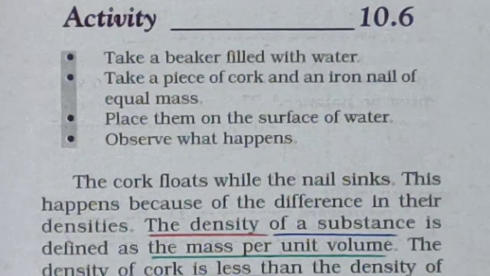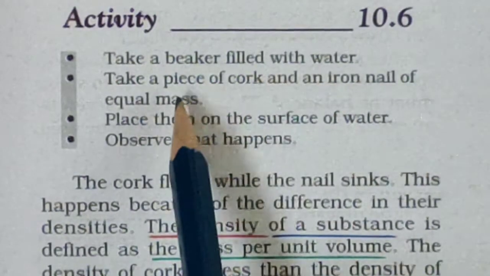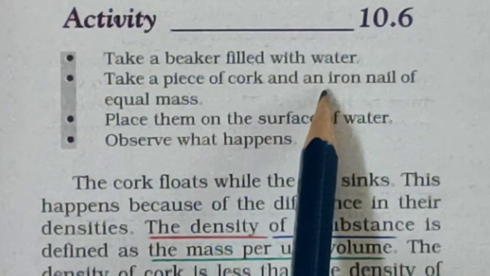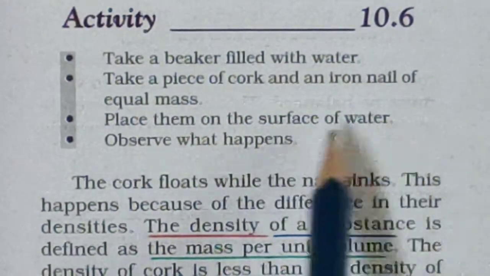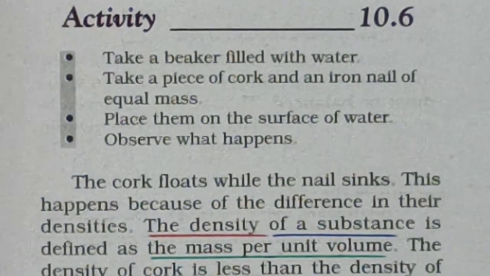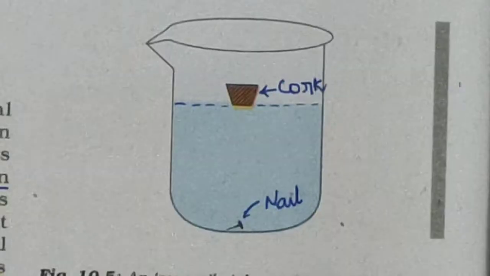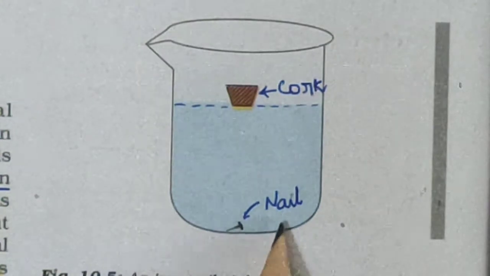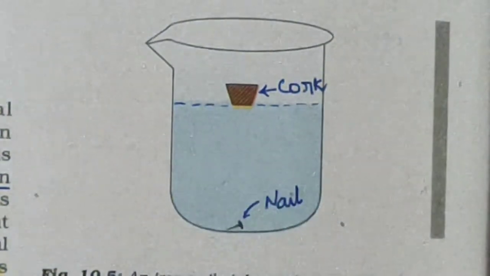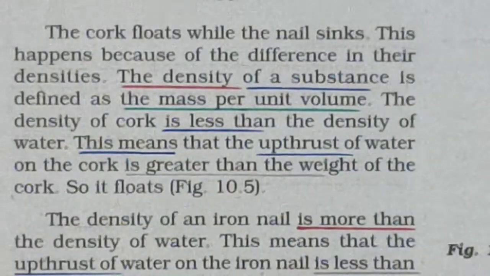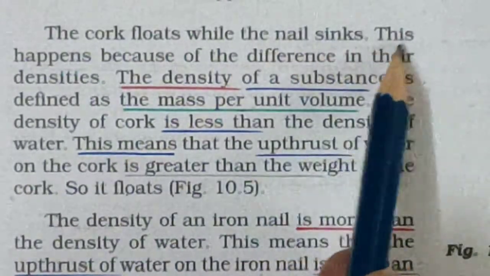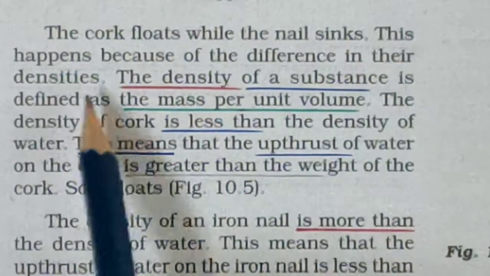Take a beaker filled with water, take a piece of cork and an iron nail of equal mass, place them on the surface of water, and observe what happens. See, the nail has sunk, the cork is floating on the water, though they have the same weight. The cork floats while the nail sinks. This happens because of the difference in their densities.